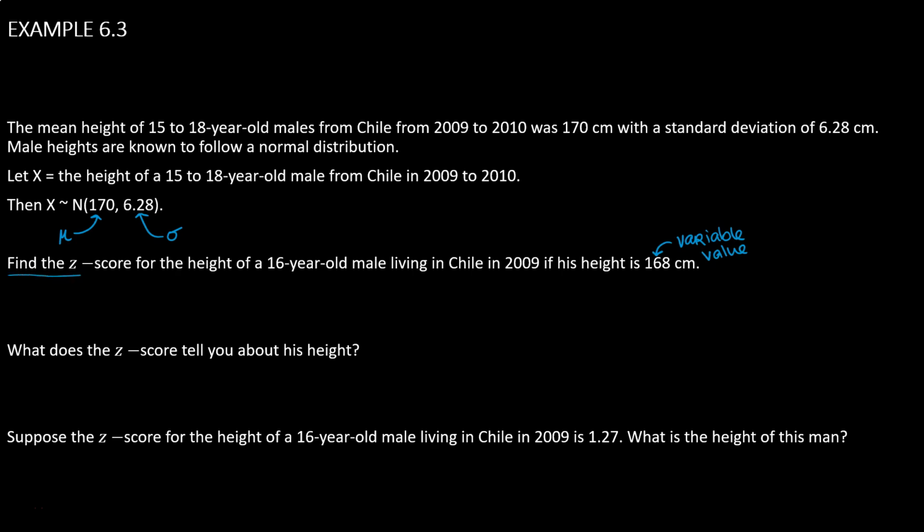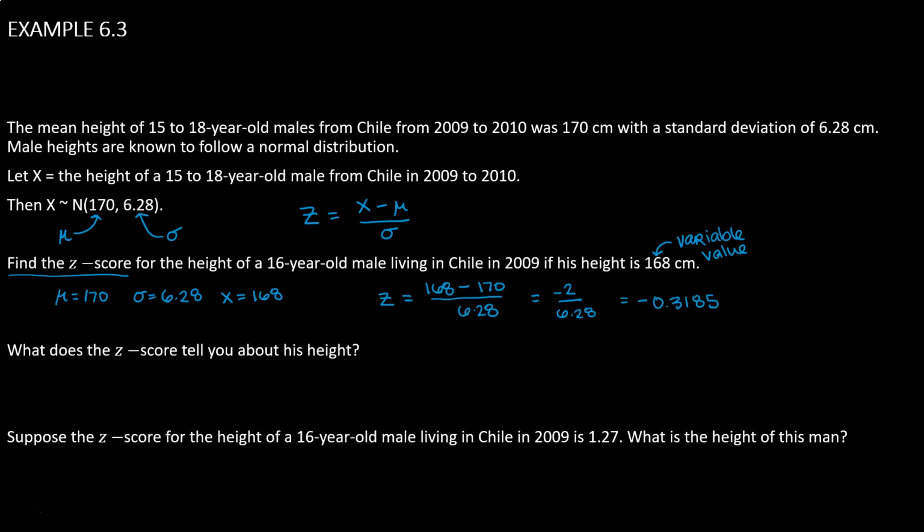We know we need to find a z-score, so we're going to use the formula where z is equal to x minus the mean divided by the standard deviation. Listing out the values for mu, sigma, and x, and then plugging them into our formula, we can find that z is equal to negative 0.3185.